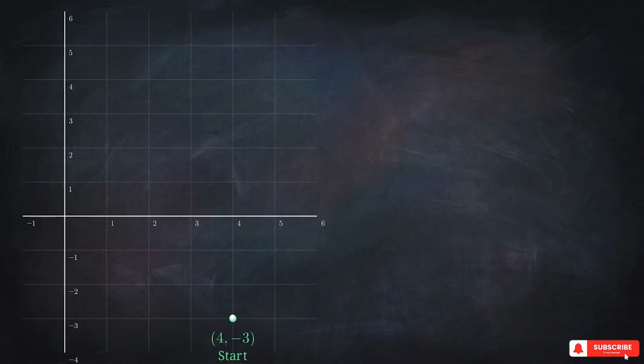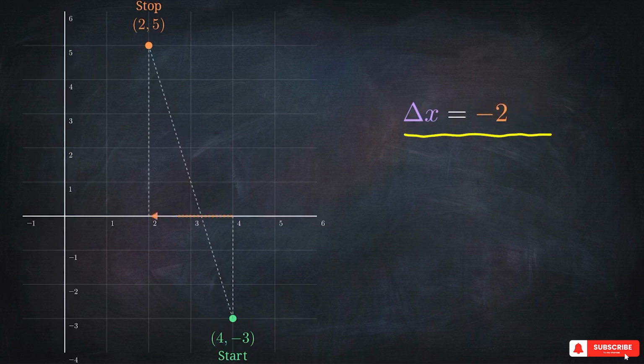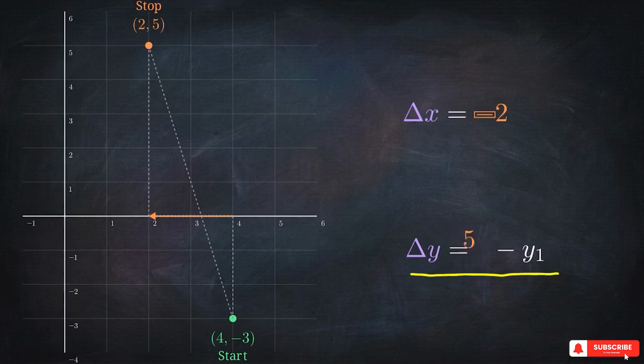We'll map a particle moving from 4, -3 to 2, 5. For delta x, we take the stopping x value, 2, and subtract the starting x value, 4, giving us -2. That negative sign has a direct physical meaning. The particle moved backward along the horizontal axis.